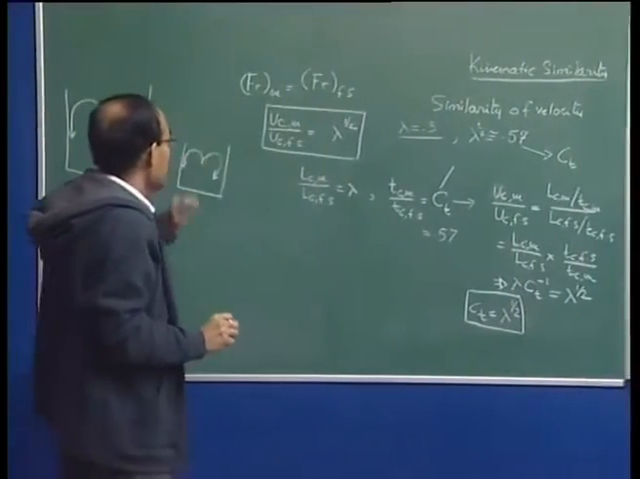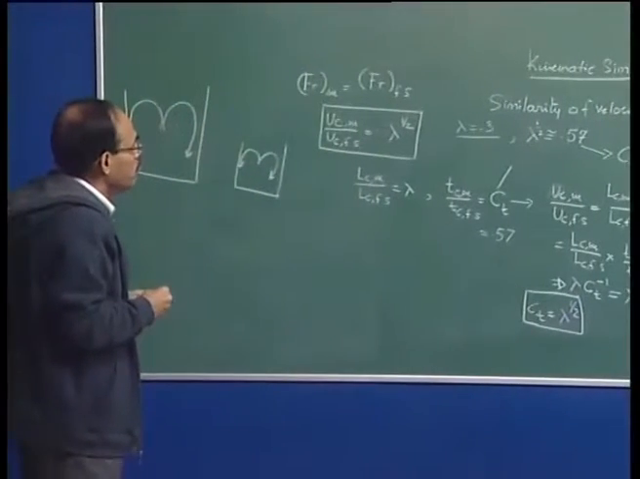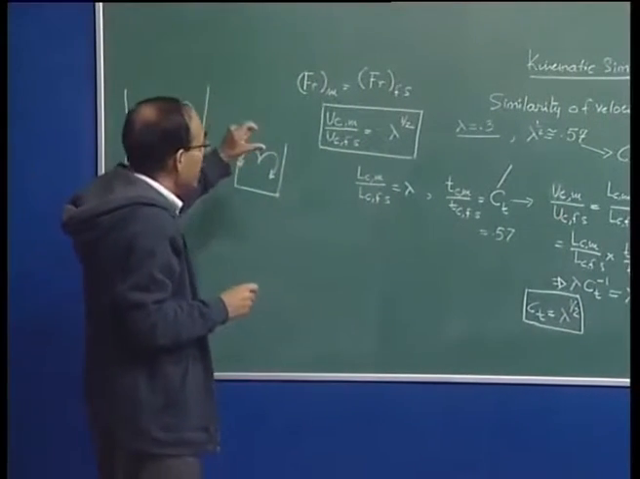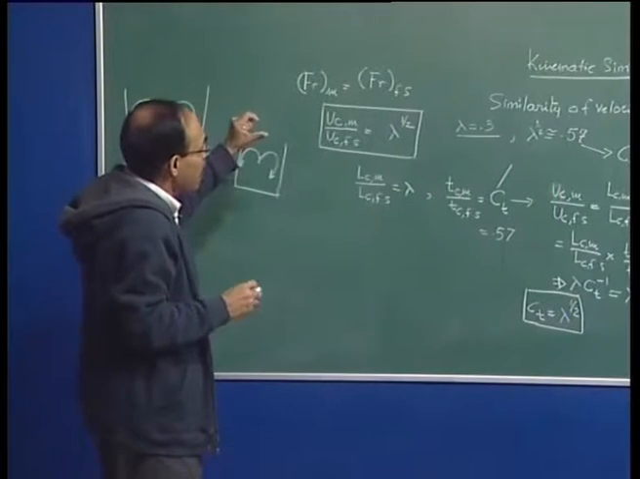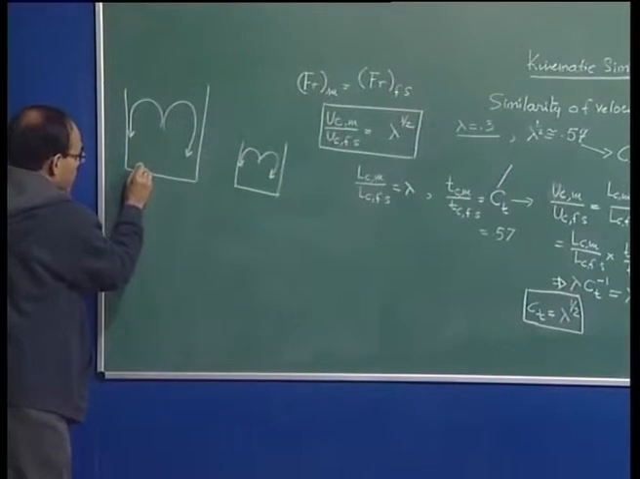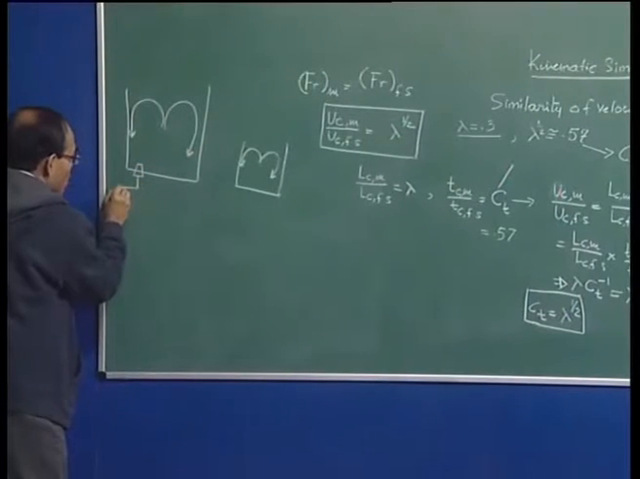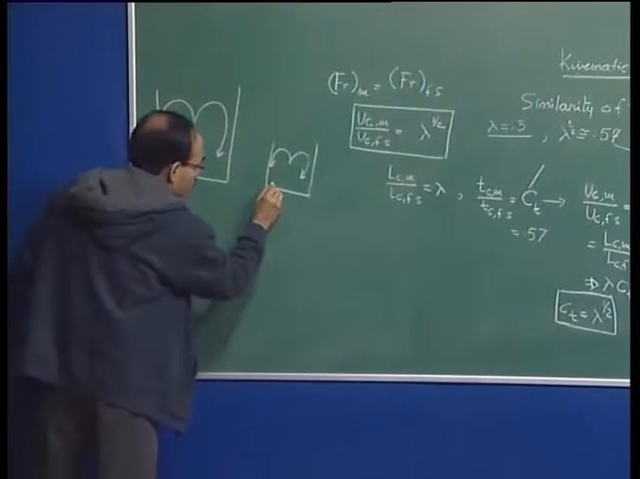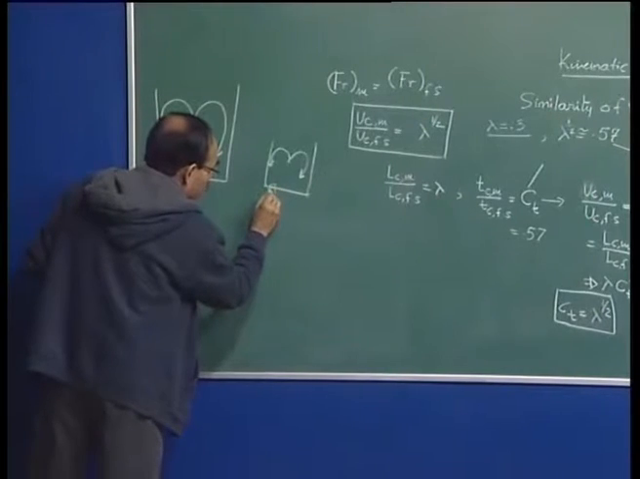So, let us consider now dynamic similarity and show you how you can model the argon flow rates based on this consideration, because one issue needs to be sorted out now.